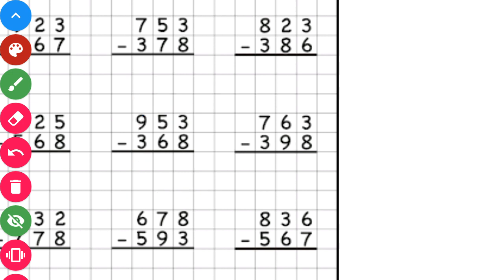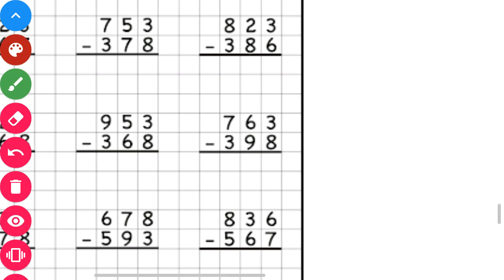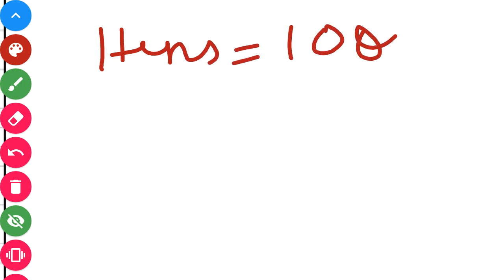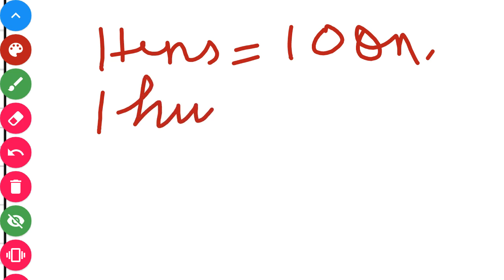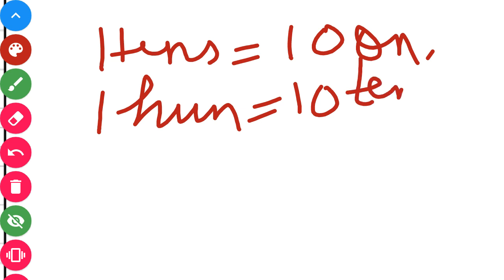Yeah. Okay kids, so let us do a quick revision. We have understood that 1 hundred is equal to 10 tens and 1 ten is equal to 10 ones. Okay?